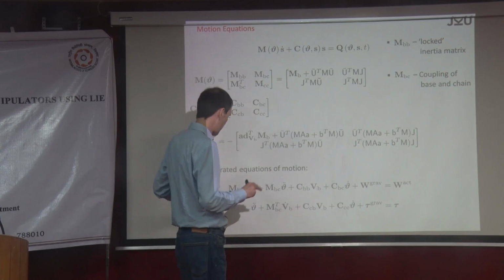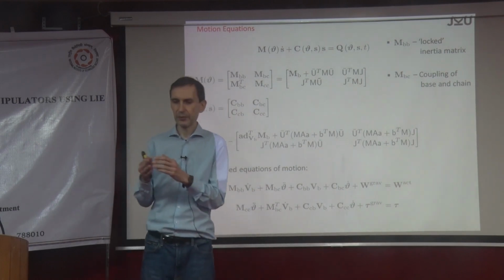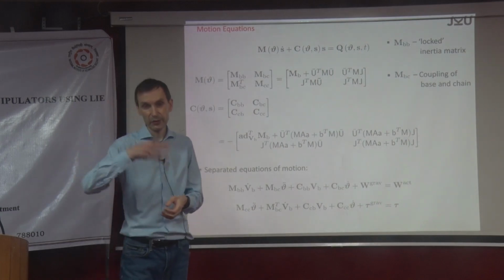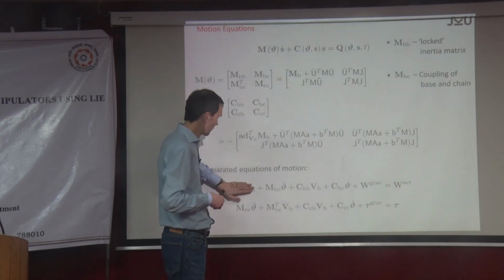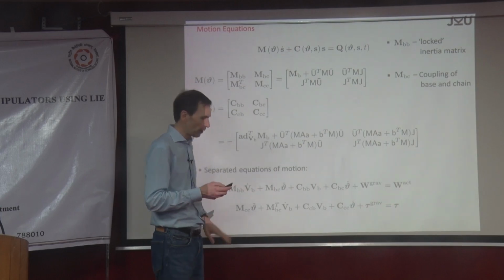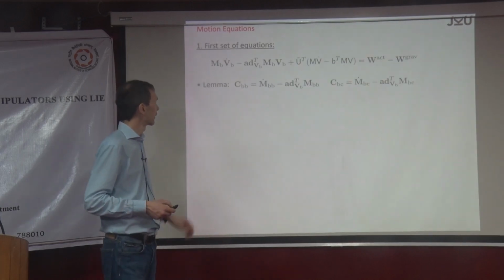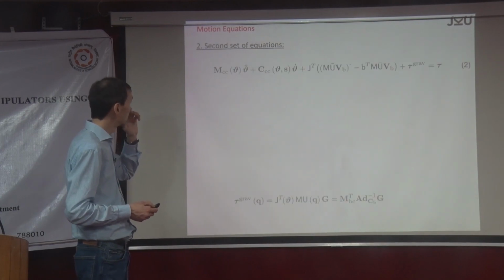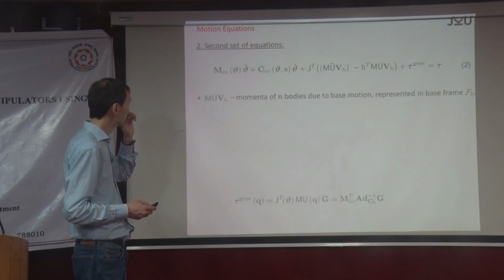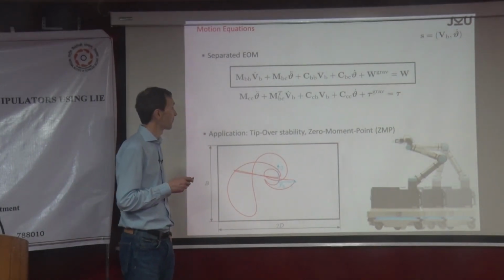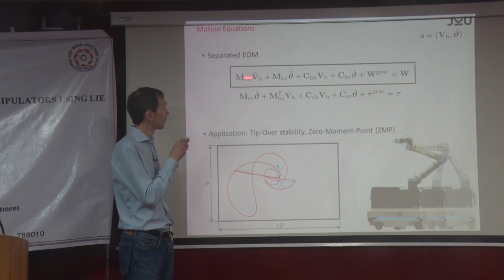Maybe just to finish this one. I was saying there are two extremes. One is, for example, the base is not moving, and just the robot is moving. If the base is not moving, then we have this equation. This is the next slide. Here, if the base is not moving, then this is 0, this is 0, and this is 0.